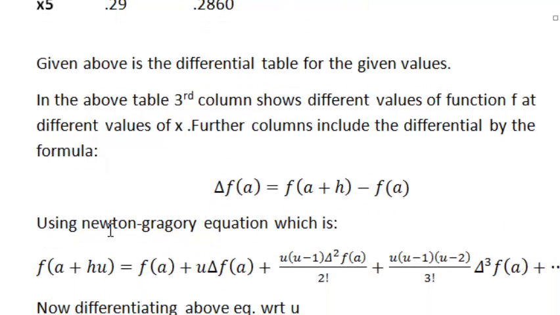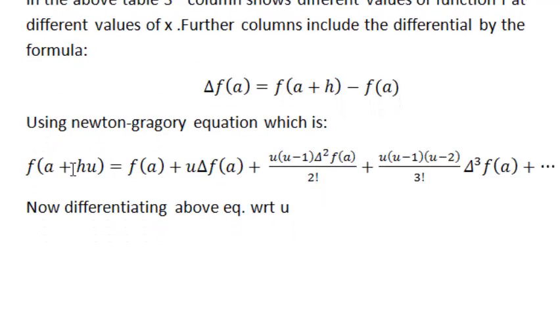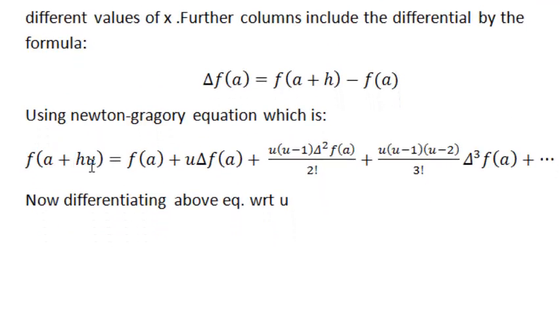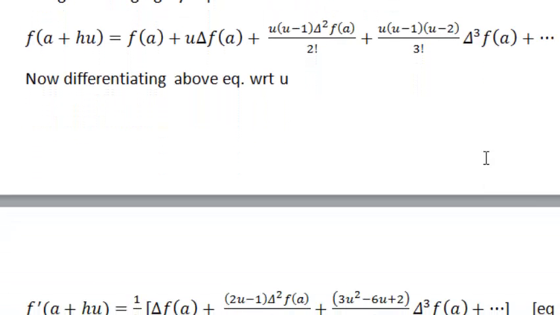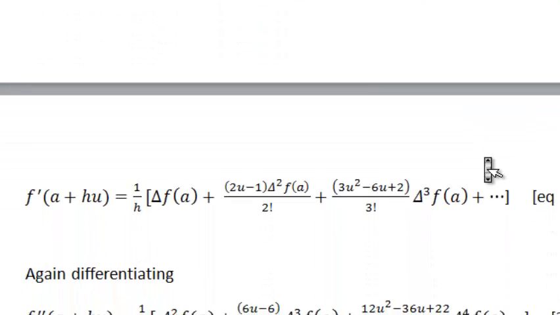Then we also need to use the Newton-Gregory equation, which is f of a plus hu is equal to fa plus u delta fa plus u into u minus 1 by factorial 2 delta square fa and so on. Here a is the first value of x which we need to consider. H is the uniform interval between the values of x, and u can be any arbitrary float. So we can find the value of function f at any point of x using this formula.